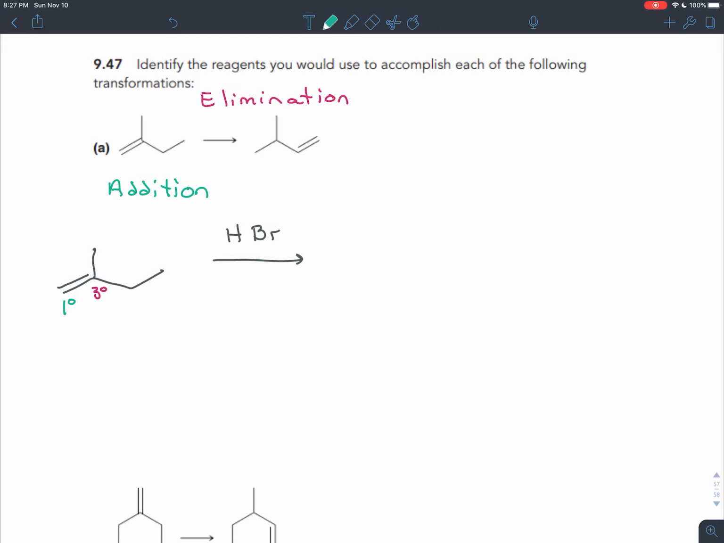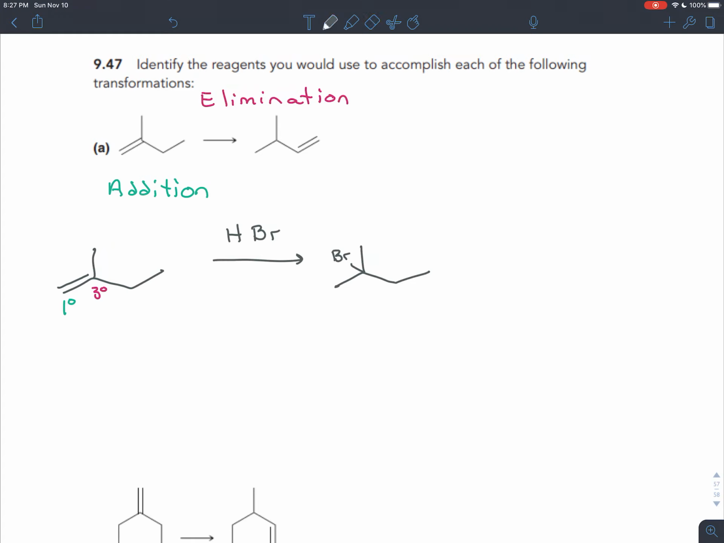That's Markovnikov addition. So we would not add peroxides here because we want hydrogen to go to the less substituted carbon. We want Markovnikov addition. So if you just add HBr without peroxides, the hydrogen will go to the less substituted carbon, the bromine will go to the more substituted carbon. I'm going to erase the hydrogen because it's implied in this skeletal structure.